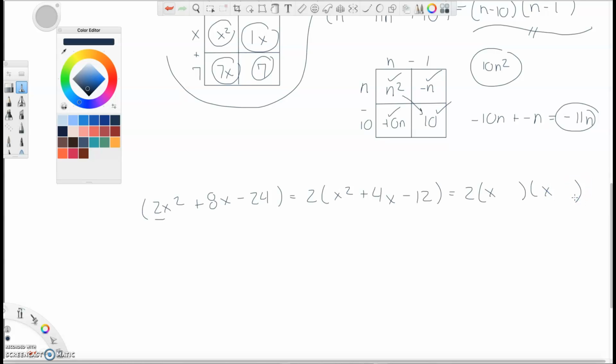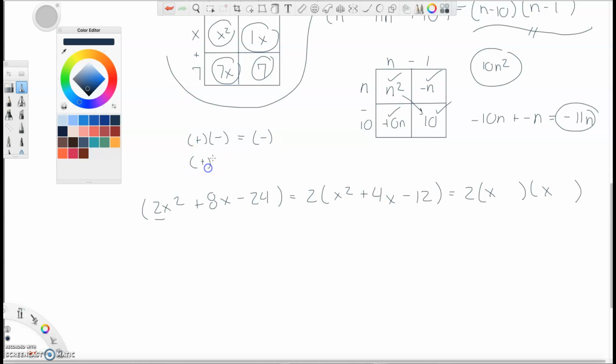Now what are my two numbers in this factors? My numbers have to multiply to give me negative 12, but add to give me positive 4. So my two numbers have to multiply together to give me a negative. I know that the only way that two numbers multiply together to give me a negative is if one is a positive and one is a negative, right?